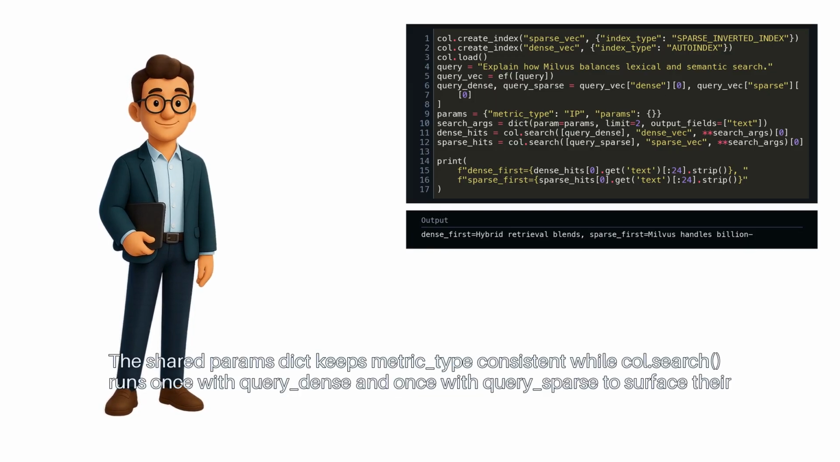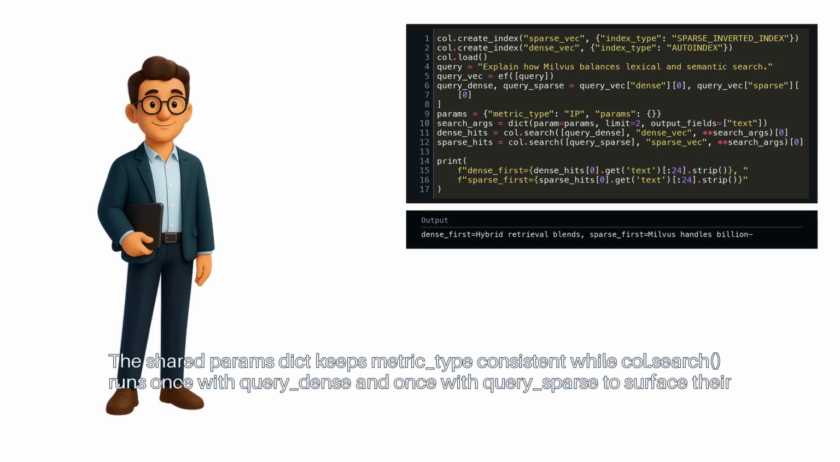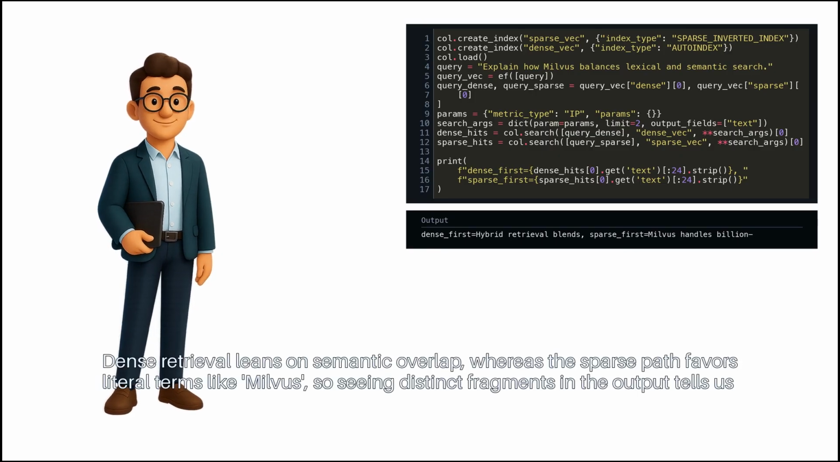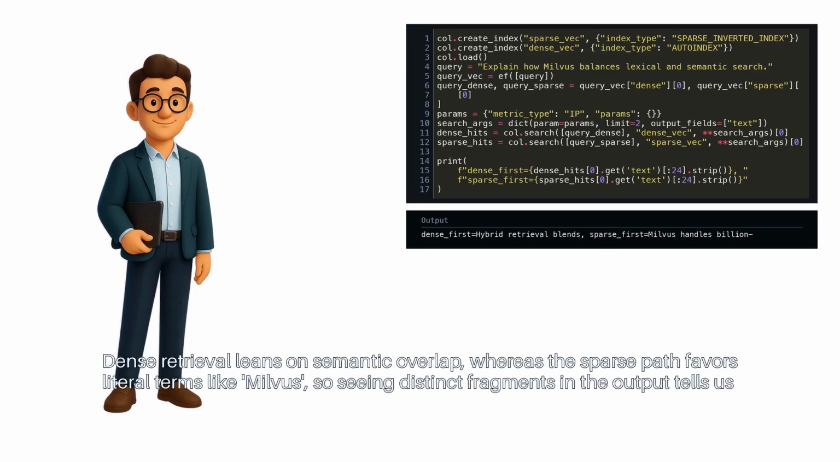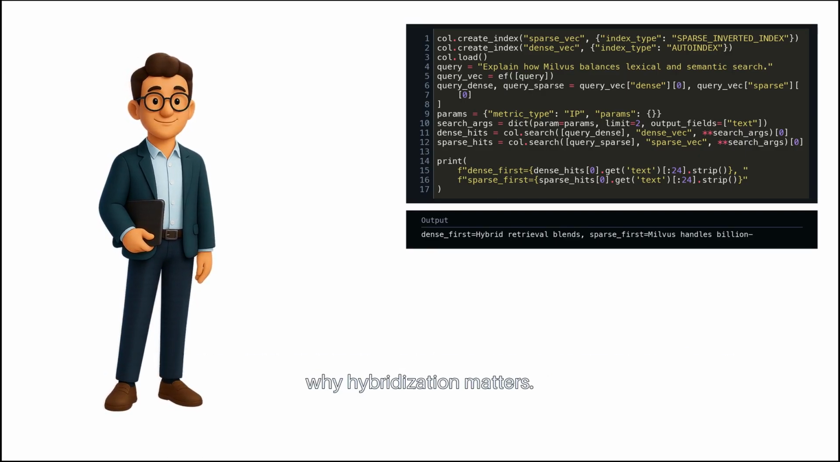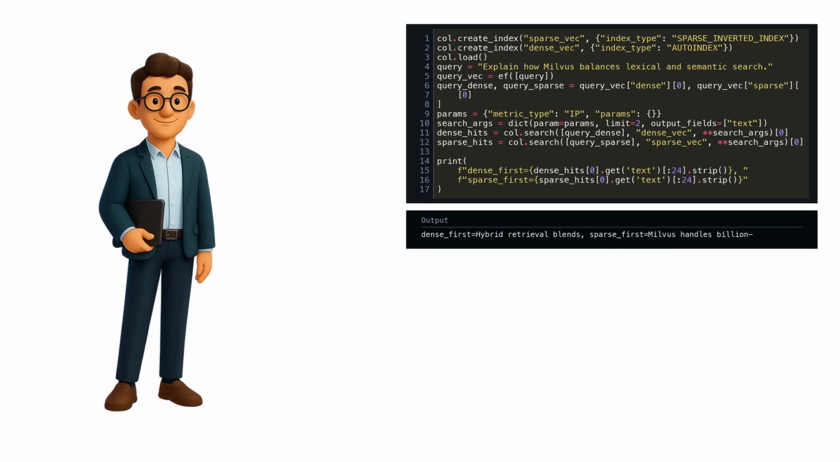The shared params dict keeps metric type consistent, while collection.search runs once with query_dense and once with query_sparse to surface their different matches. Dense retrieval leans on semantic overlap, whereas the sparse path favors literal terms like Milvus. So seeing distinct fragments in the output tells us why hybridization matters. The printout highlights which approach wins the top slot for this query.